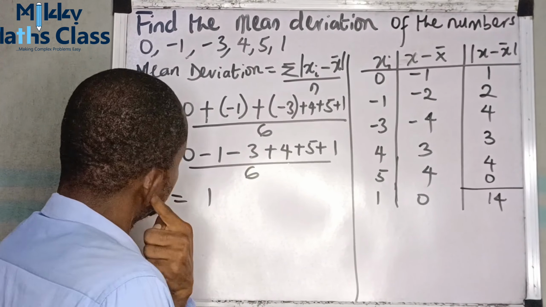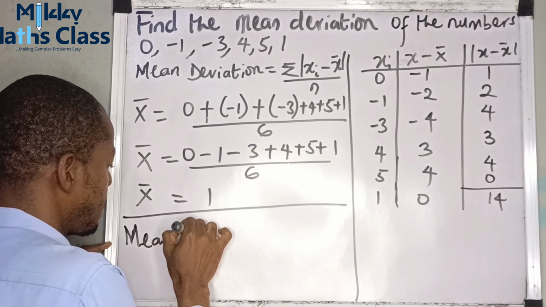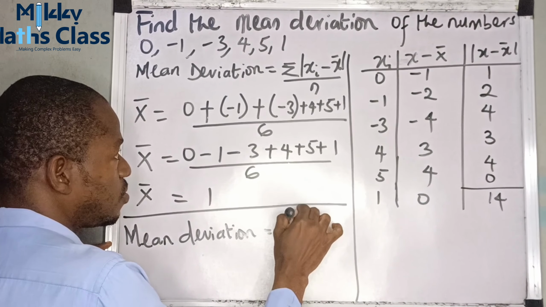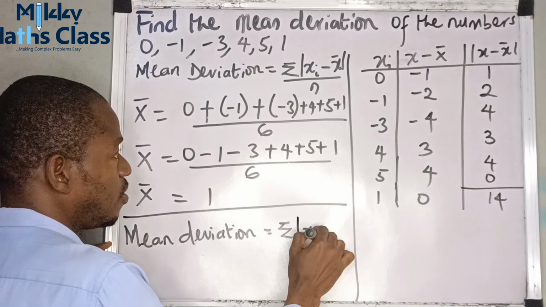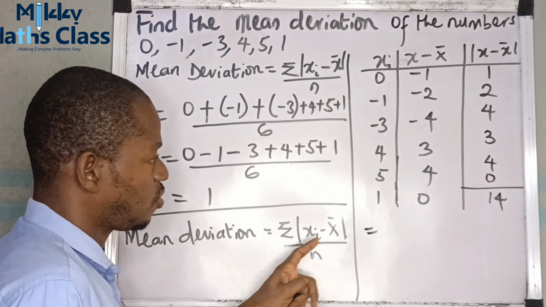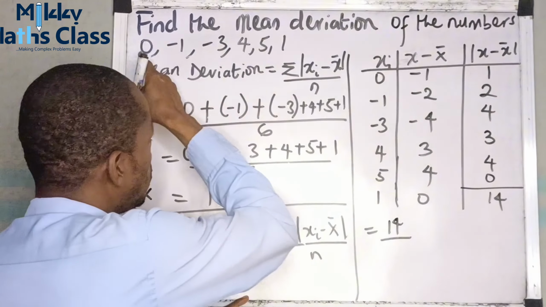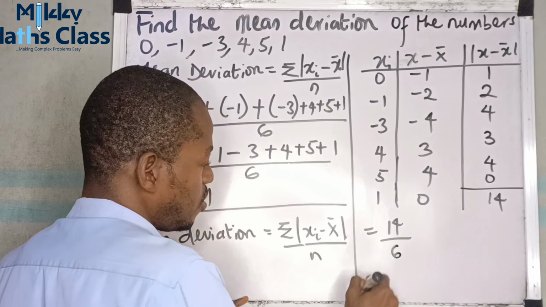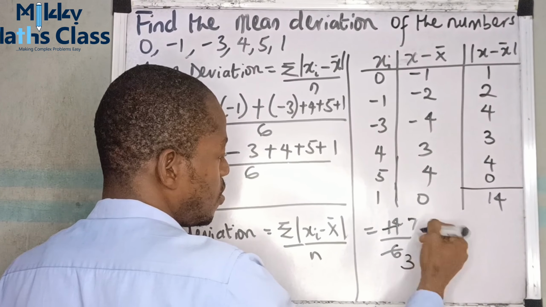So the mean deviation, which is the summation of the absolute value of xi minus x bar over n, equals 14 over n. Our n is 6. So 14 divided by 6, you can divide by 2 here, 3, and 2 here, 7. So that's 7 over 3.